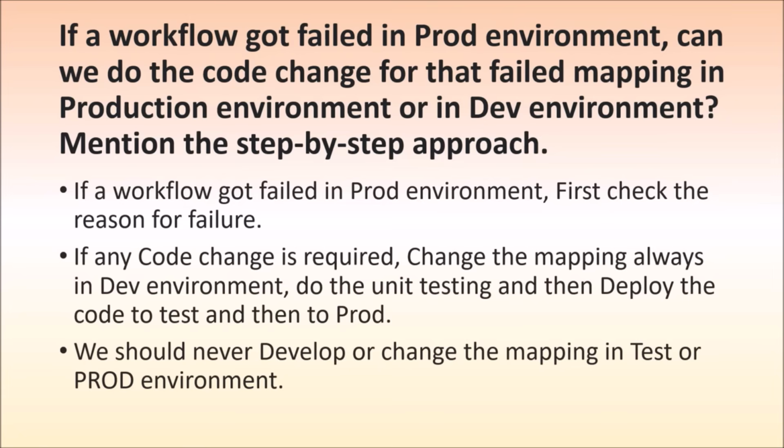So if a workflow failed in the prod environment, first we have to check the reason for failure. If any code change is required, then only can we mitigate that failure. Then we have to make that change in the dev environment, do unit testing again, deploy the code to test, and then move to prod. We should never develop or change the mapping in the test or prod environment.